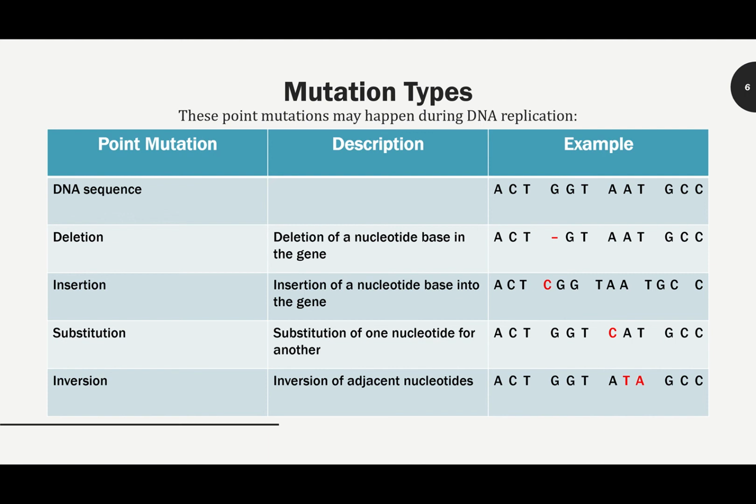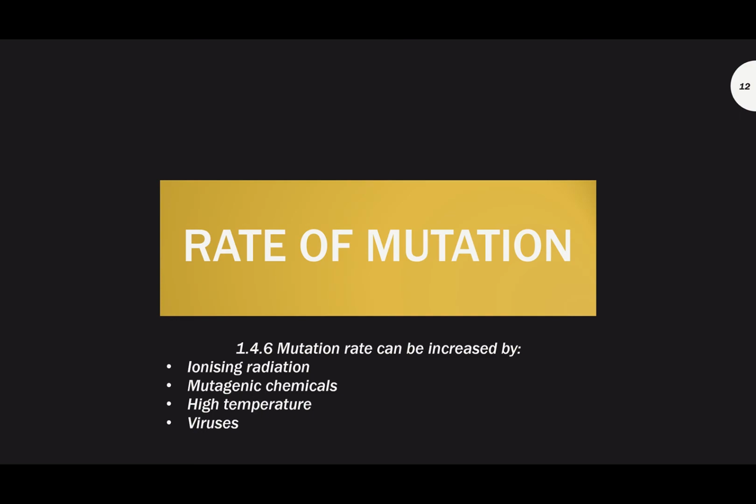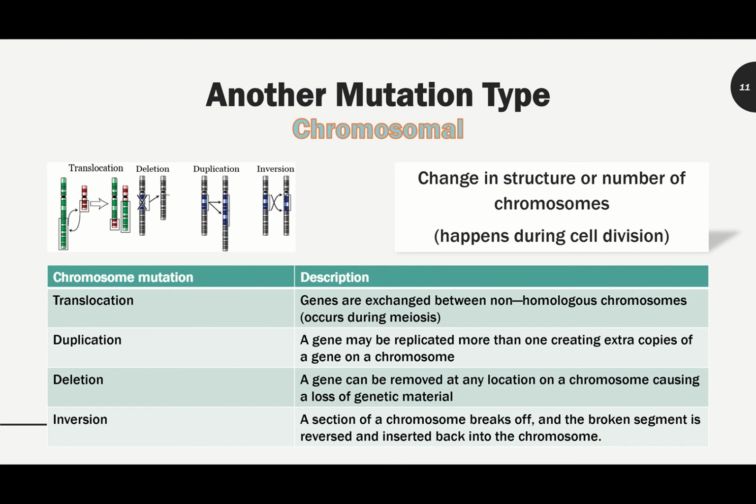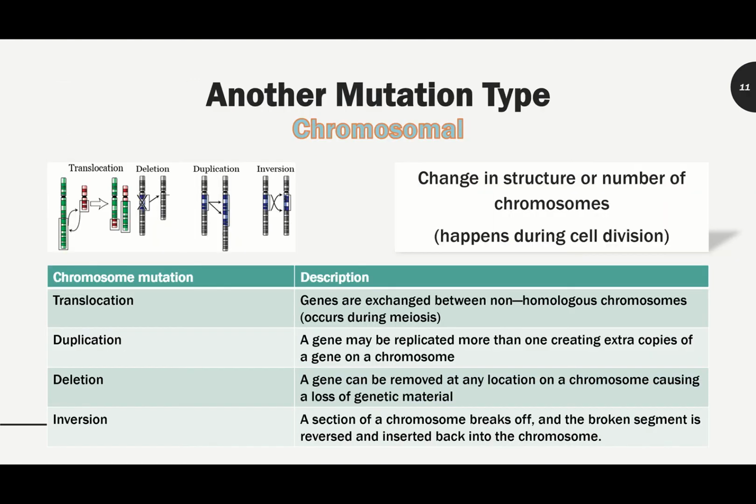And there is another mutation type. All right, down here, chromosomal mutations. And this happens in the structure or number of chromosomes. So before, over here, we were learning about the mutation that happens with your DNA nucleotide sequence. But here, we're talking about the chromosomes on a larger scale now. And this happens during cell division, mitosis.